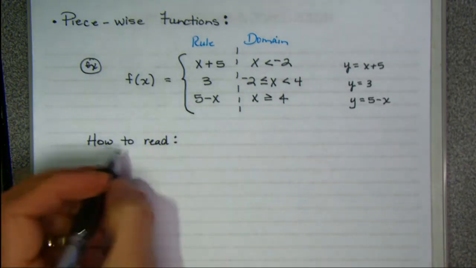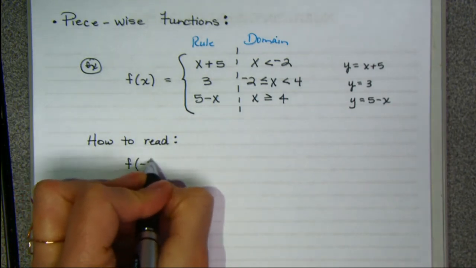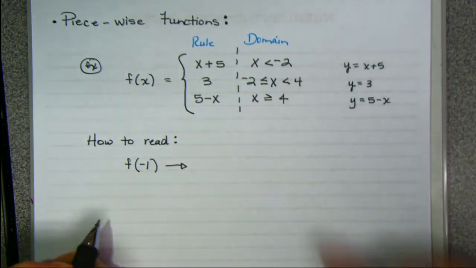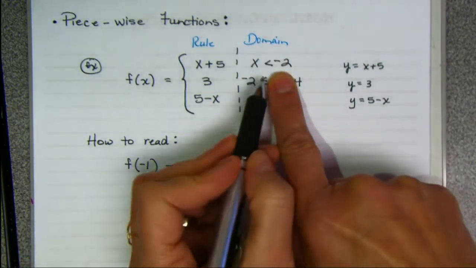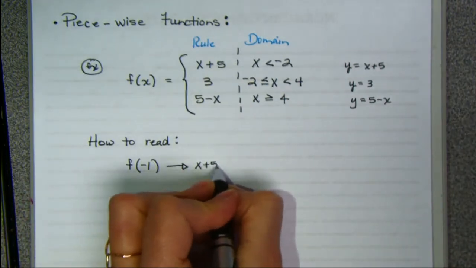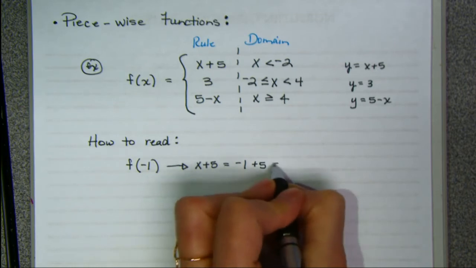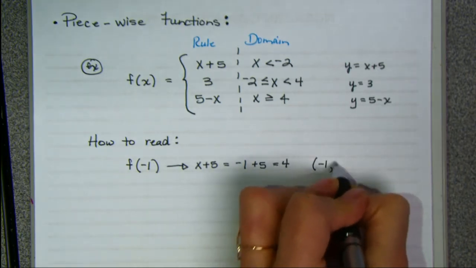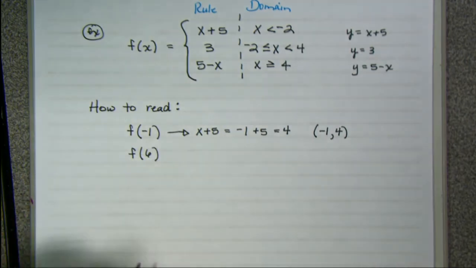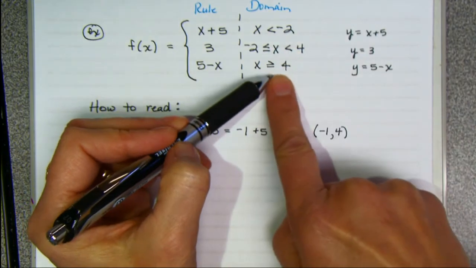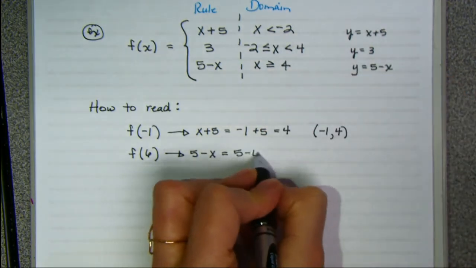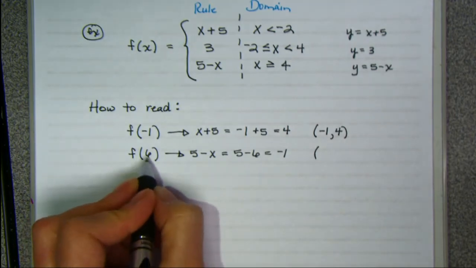All right, so if we have the function at -1, this is your x, this is your input. So I'm like, okay, here's my input, which is my domain. -1 is less than -2, so it tells me to use this rule, x plus 5, which means I'm going to put in -1 plus 5, which is 4. So that would give you the ordered pair -1, 4. F of 6, so I come up here and I go, okay, my domain 6 is bigger than 4, so I'm going to use 5 minus x, so I would do 5 minus 6 is equal to -1, so that's going to give me the point 6, -1.